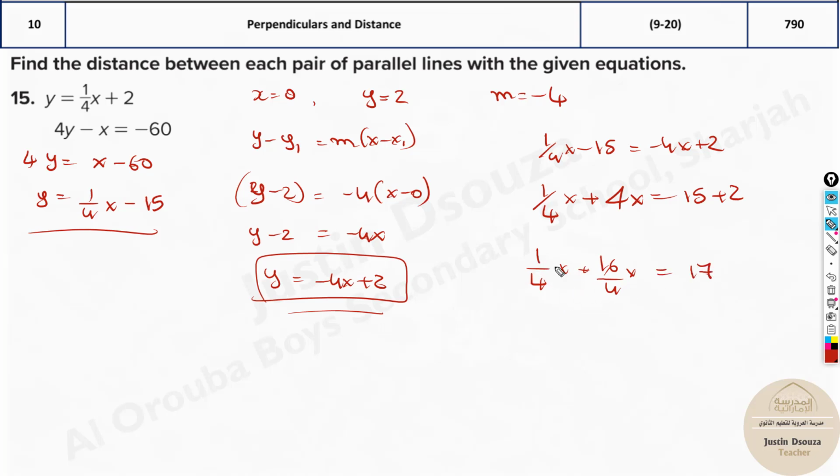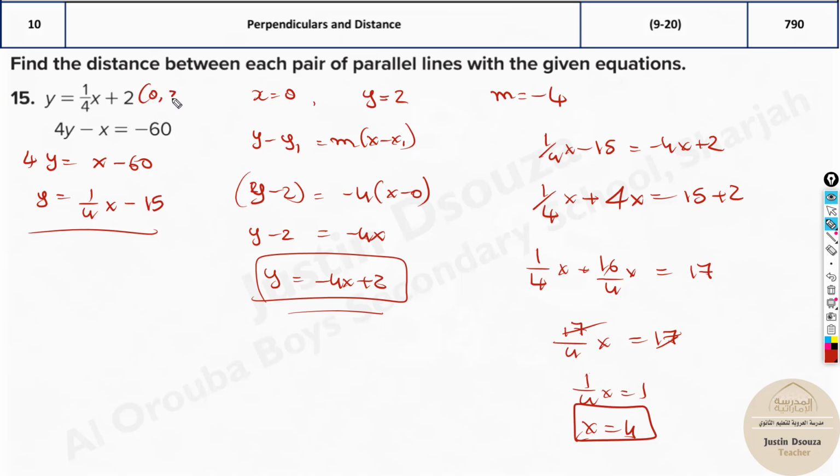What is this? 1 plus 16 is 17 by 4. X is equal to 17. This can cancel off. 4 goes to the other side. It will be 1/4 x equals 1, or x is equal to 4. Take the 4 to the other side. So now that is basically the point of intersection for this line.